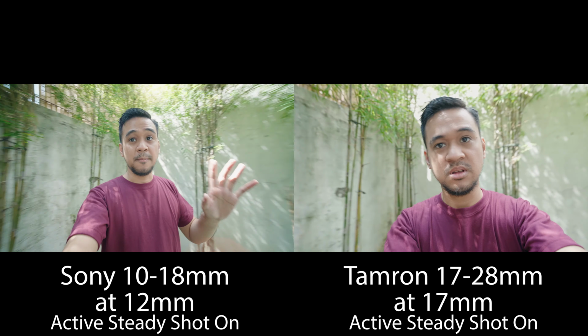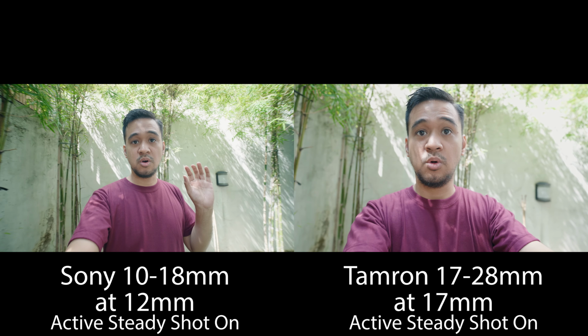Still holding it the same way, I'm going to put it side by side with my shot earlier at the 17 millimeter focal length of the Tamron. This is again the Sony 10 to 18 at 12 millimeters. Both of the shots are on Active SteadyShot, so you've got around 1.1 times crop.